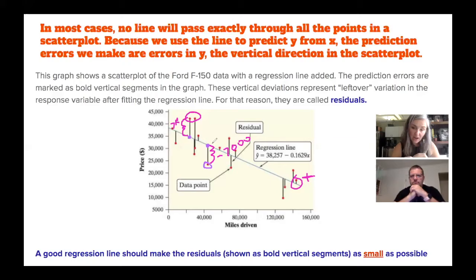In fact, if I were to add up all these residuals, all the negatives and all the positives together, I should get zero. And that tells me that I really am in the middle, right? If I'm directly between 7,000 above and 7,000 below, then that makes sense.